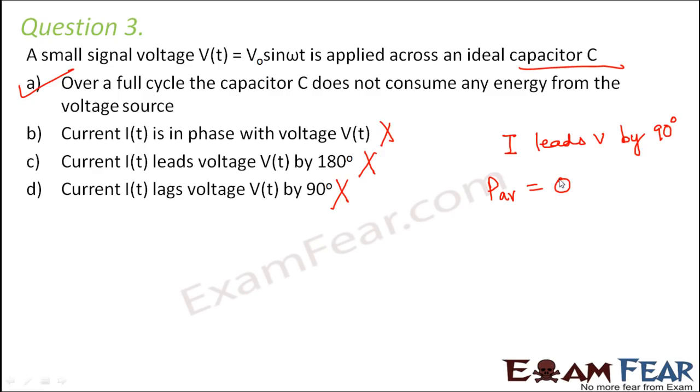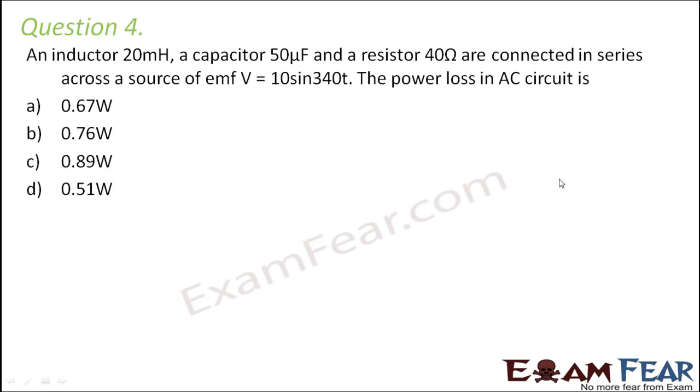Question number 4. An inductor 20 millihenry, a capacitor 50 microfarads and a resistor 40 ohms are connected in series across a source of EMF V is equal to 10 sine 340t. The power loss in AC circuit is. Now let's again quickly recall, how do we calculate power associated with an AC circuit? So power associated is equal to Vrms into Irms into cos phi, right? So our first challenge would be to calculate the value of cos phi.